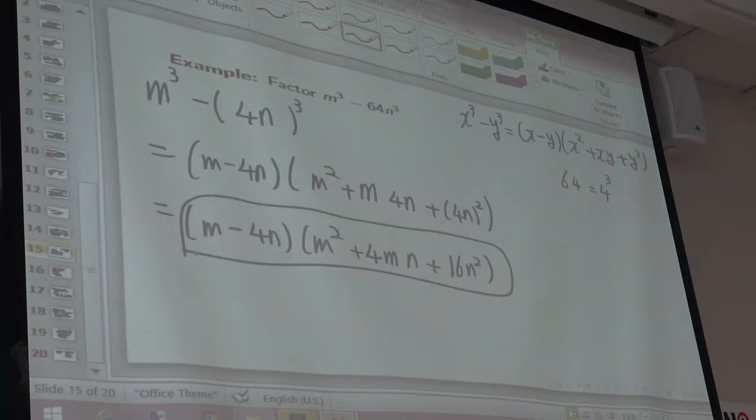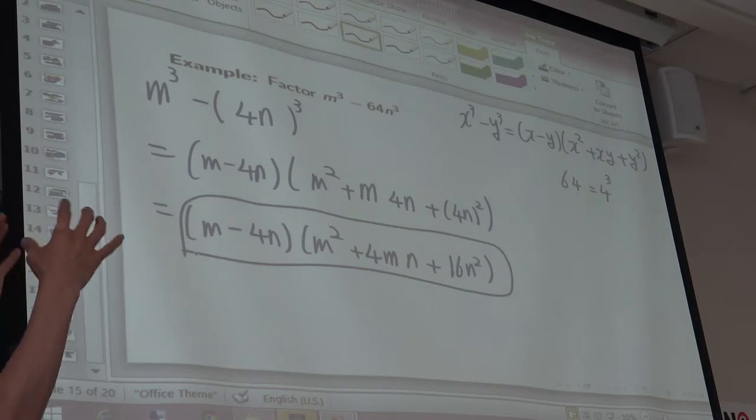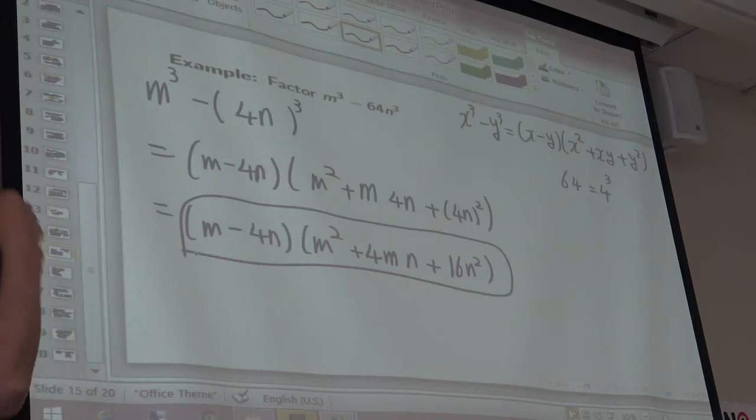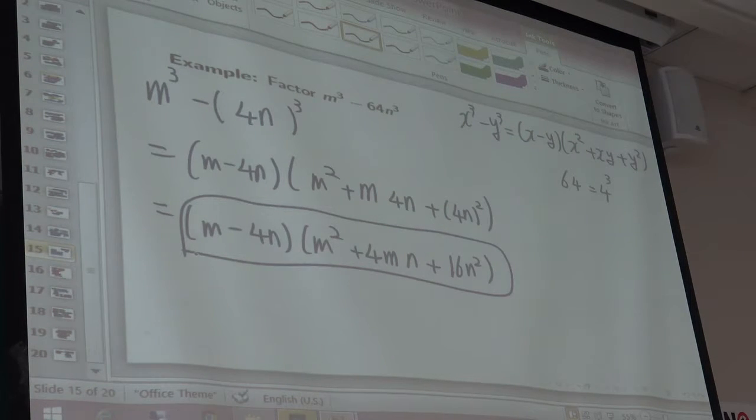Any question? How did they get to 16 squared? How did they get to 16? Oh, so 4n squared is 4n times 4n. So 4 times 4 is 16, 16 n squared. Oh. Any other question?